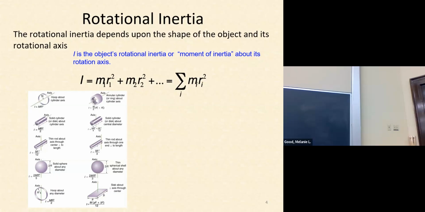Okay. Or if I have something that's like a hoop, again, it depends where I rotate this thing. I could rotate it like this, or I could rotate it like a wheel, right?